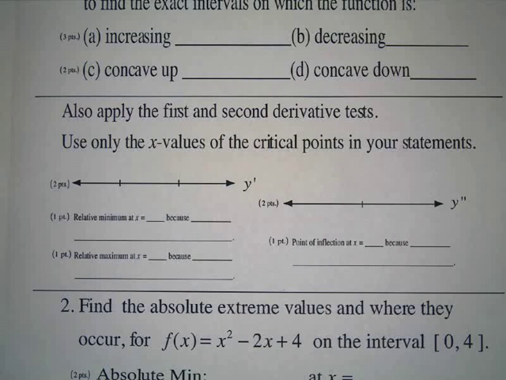Now this first part was worth, I think, about 12 points if you add up all the little point values here. And the first thing we want to do is use analytic methods to find the exact intervals in which the function is increasing, decreasing, concave up, concave down. Now increasing, decreasing, this kind of implies the first derivative test. This implies the second derivative test. But just to make sure, I wanted you to apply the first and second derivative tests and use only the x values of the critical points in your statements. That way you won't have to go back and put the values into the function. So let's get to work here.